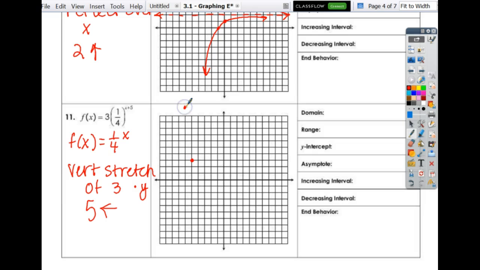So the next thing, are either one of these an up-down shift? So where does the asymptote stay? Stays right here. Connect the dots.